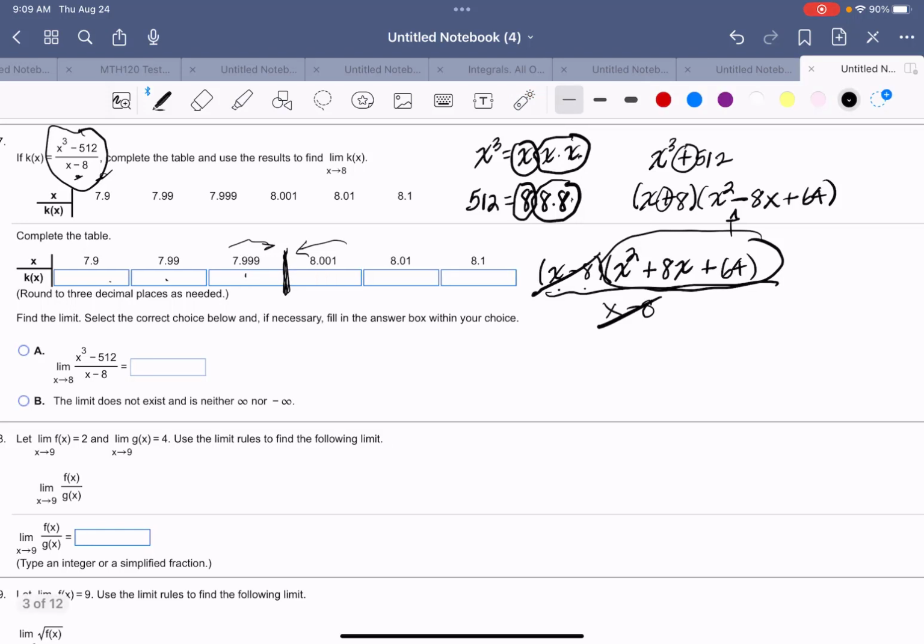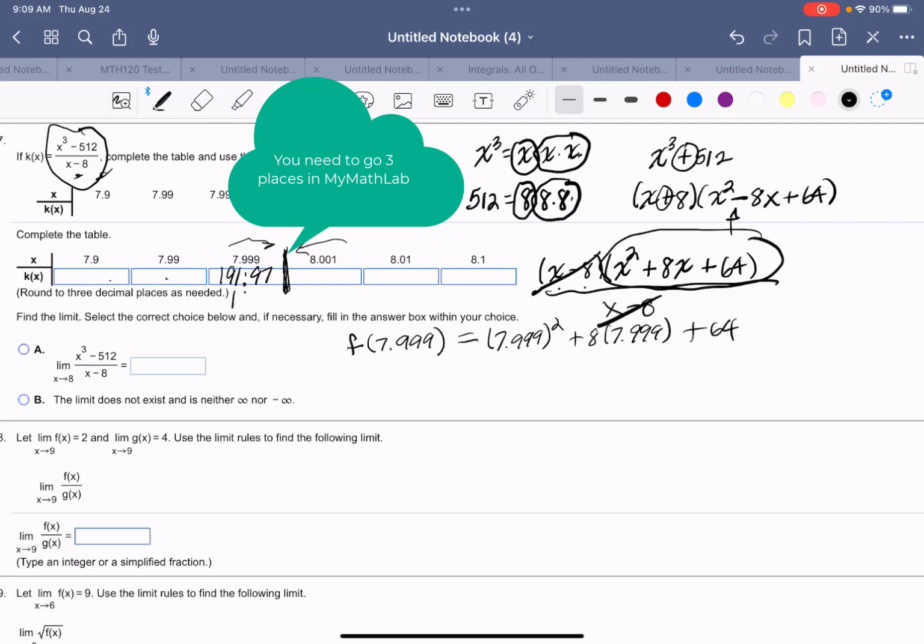So I'm going to evaluate f of 7.999 in this new expression, 7.999 squared plus 8 times 7.999 plus 64. And I can type it in my calculator just like that. So 7.999, x squared button, plus 8 parentheses 7.999 close parentheses plus 64. And this is about 191.97. So you can see that's close to 192. Now, as long as this is close to 192, we'll have our limit.